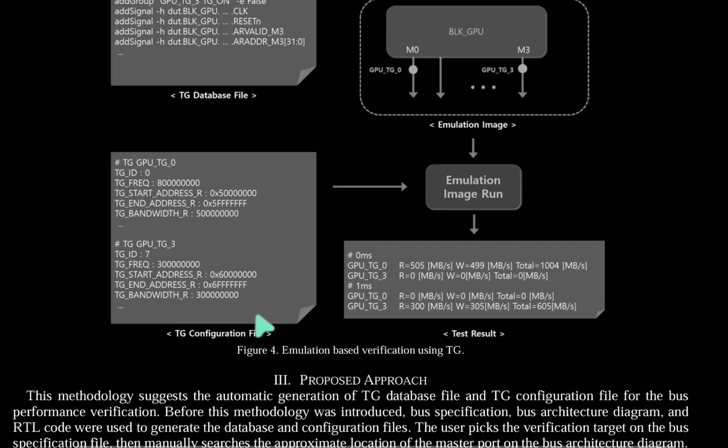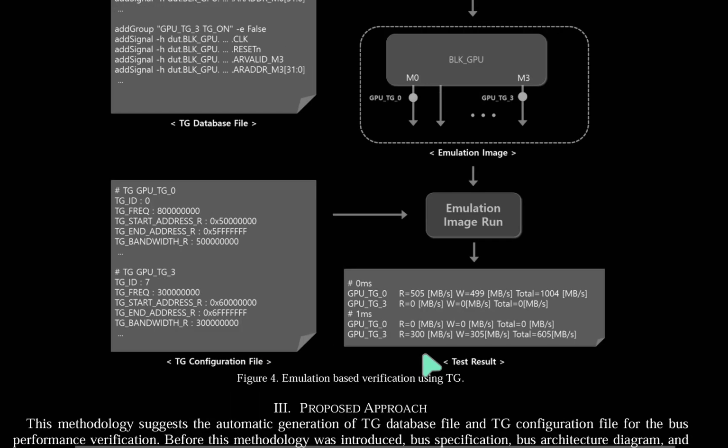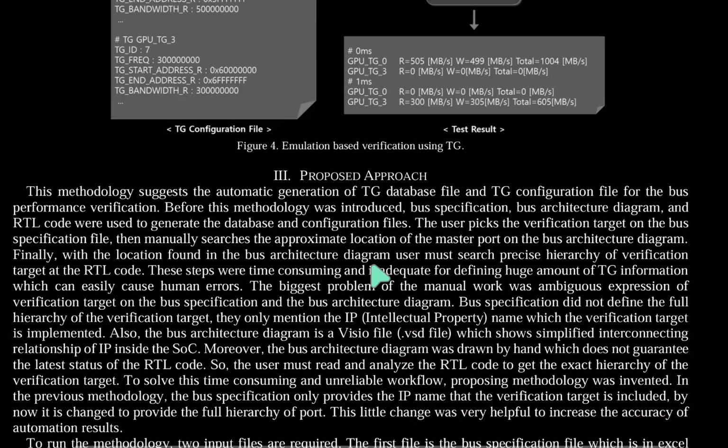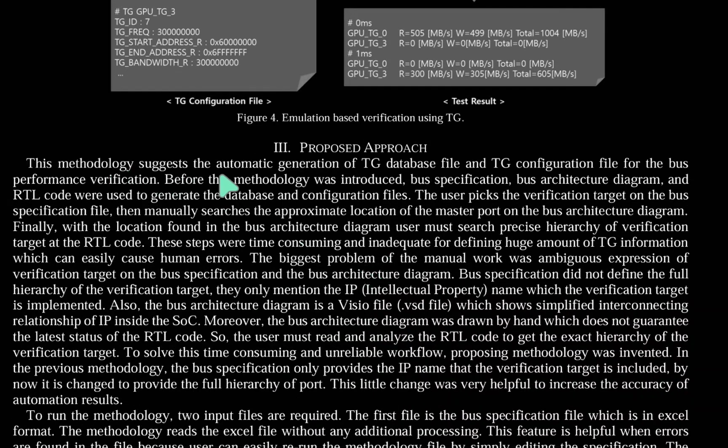So Figure 4 is emulation-based verification using TG. Chapter 3 is the proposed approach. The methodology suggests the automatic generation of the TG database file and TG configuration file for the bus performance verification.